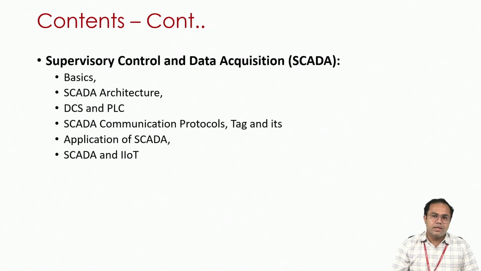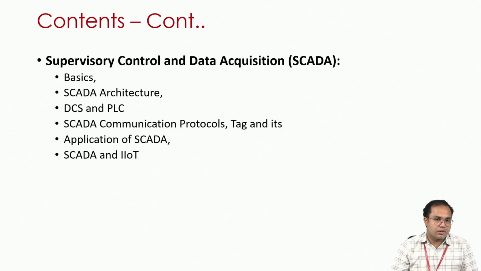SCADA basically acquires the information from all the field devices and all the controllers. There is a big network between the SCADA and the controllers. From all the devices, the information is acquired, and then we can monitor it in a control room. And not just monitoring, we can also interact with the systems, change the parameters, and control them from the control room. That is the main advantage of SCADA. The name itself suggests supervisory control and data acquisition.